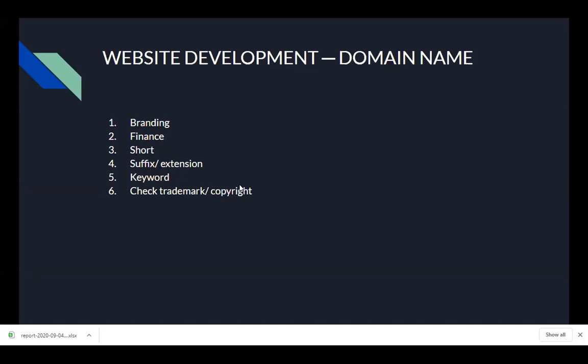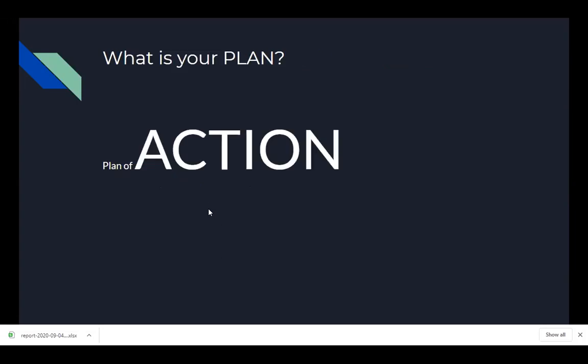and then ask your friends, ask people. Very important, check for trademark or copyright. You won't want to get a keyword that you really like a lot, but actually people already trademarked it. So you might be paying $1 billion for a lawsuit. So okay, plan.